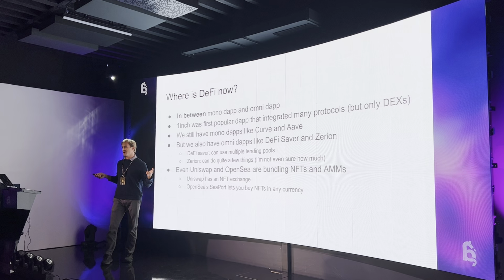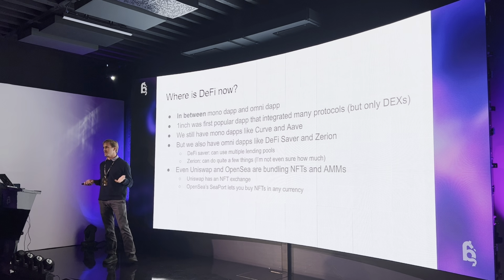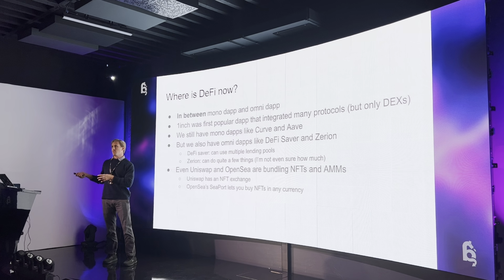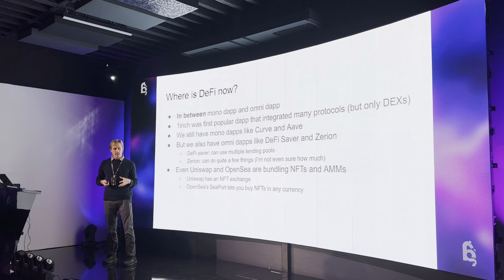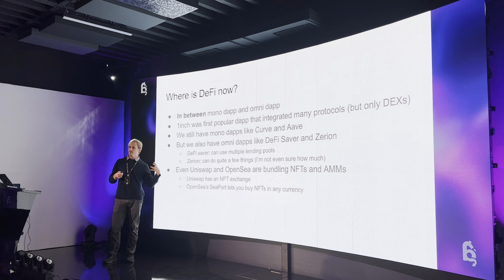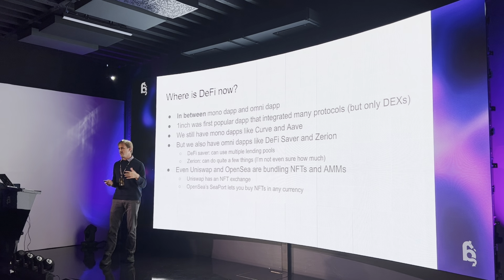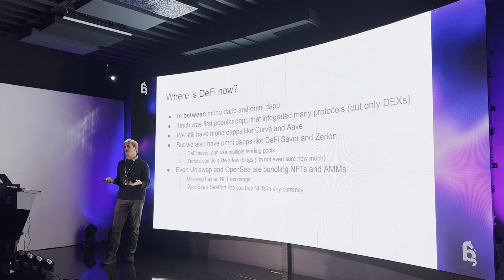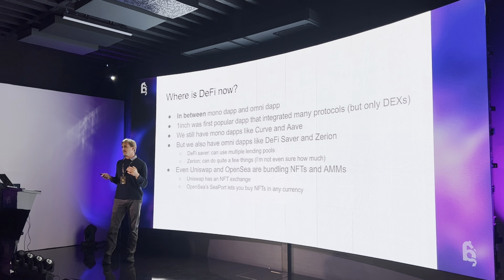Zerion is kind of a little more complicated. It lets you do a lot of different things all bundled together. The main idea is they try to bundle features from multiple protocols into one interface. And even protocols like Uniswap and OpenSea that started out as mono dApps are gradually evolving more into the Omni Dapp direction. So for example, Uniswap purchased an NFT exchange, and if you go to the Uniswap app, you can buy NFTs as well as swapping tokens.